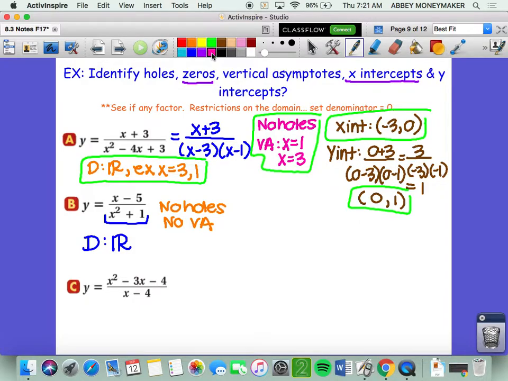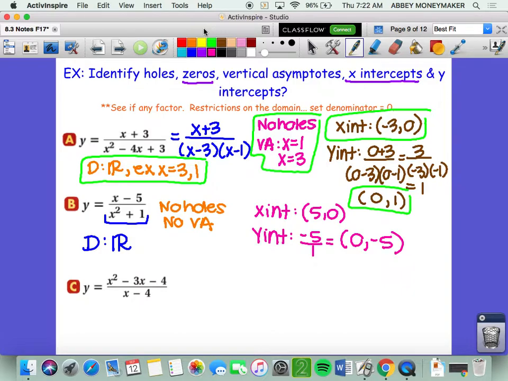So here we go. Let's go ahead and find the x-intercept. Set the numerator equal to 0. And I would have 5, 0 for my x-intercept. For my y-intercept, plug in 0 wherever you see x. So that would be -5 over 1. So that would give me 0, -5. I love those continuous ones because they are super easy and they just go really quickly.